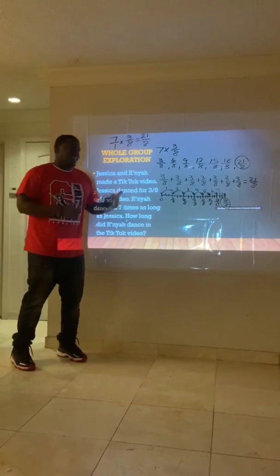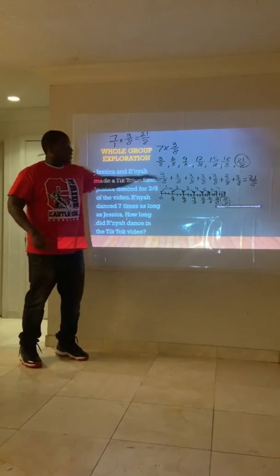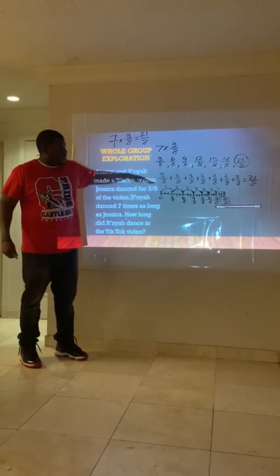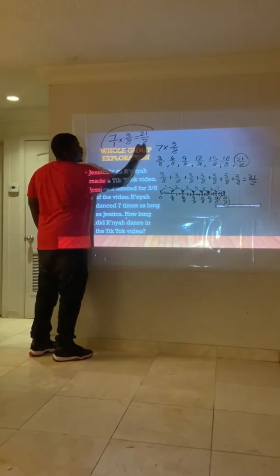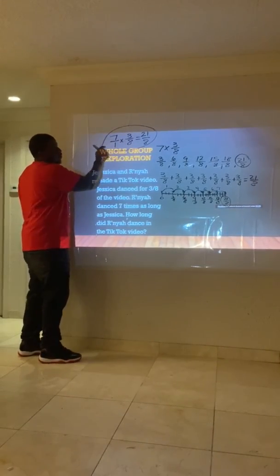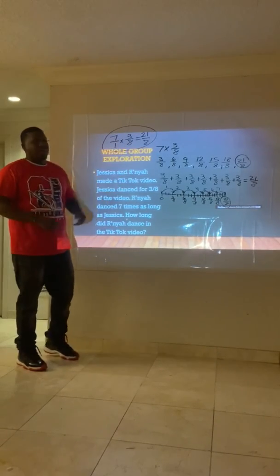I know y'all are probably like, why didn't we just do that first? Again, because I'm giving you deeper understanding and different strategies. So this is strategy number 1, strategy number 2, strategy number 3. And then once we have a clear understanding of the strategies, we know that 7 over 1 will give me 7 wholes. And then I'll multiply it by 3/8.